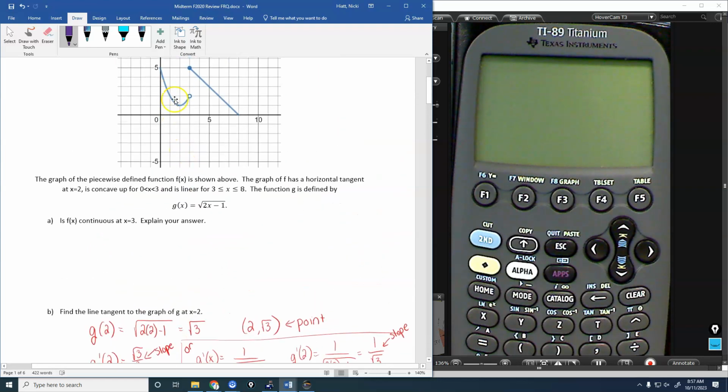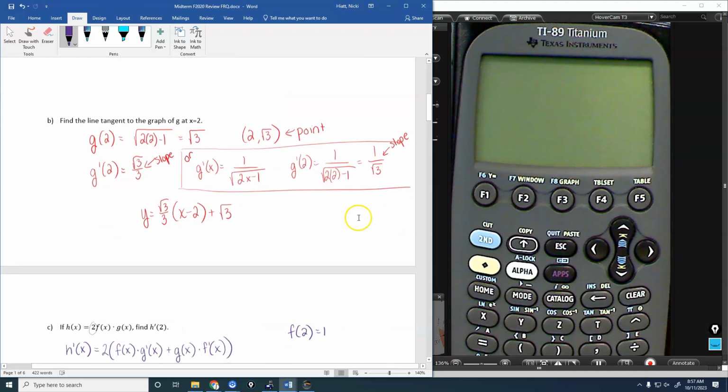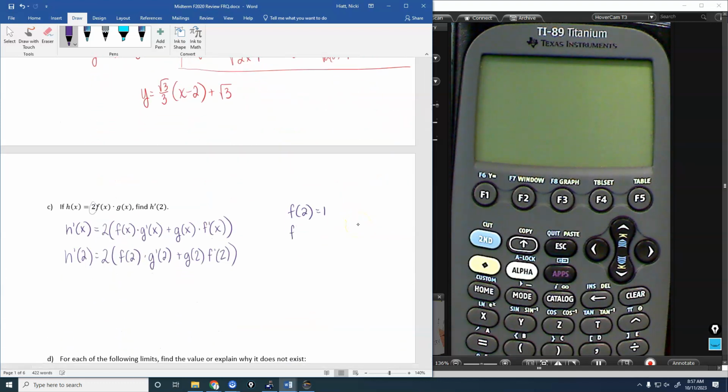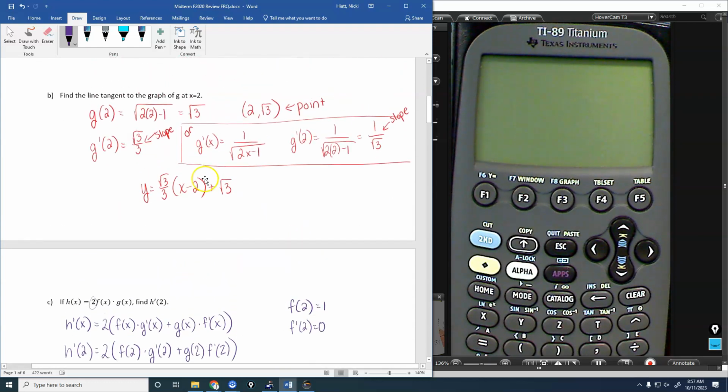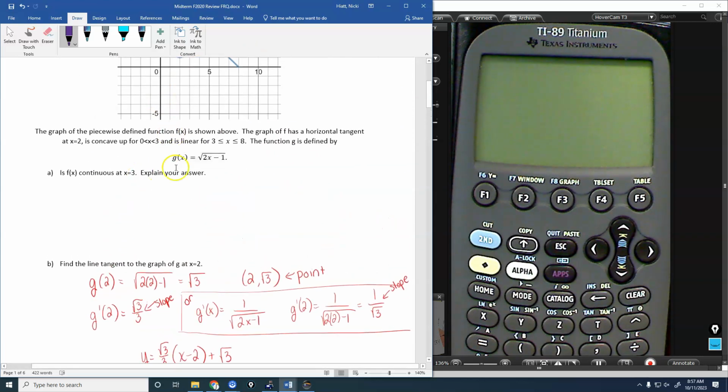And then what about f prime of 2? 0. It is 0 because you're going to have a horizontal tangent at that point. They wouldn't ask you for f prime of any other point on that curve. They might ask you for f prime if it was like at 5 because you could find the slope of that. But right here, f prime of 2 would be 0.